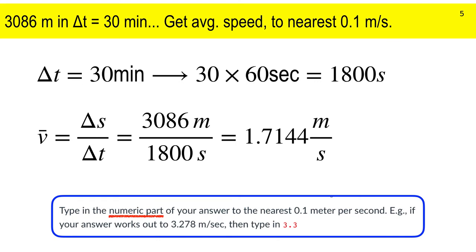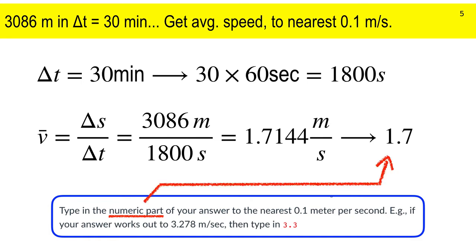And the reason I have to do that is because I don't want you to type in meters per second. I have to specify the number and only the number because web courses can't handle, like, you type it in meters per second. Not easily anyways. So we're just going to type in the numeric part. So what's the numeric part? Well, to the nearest tenth of a meter per second, it's just 1.7. And that is the number that you type in. All right, for this instance of problem 5.